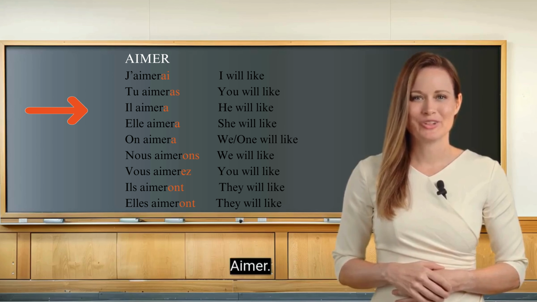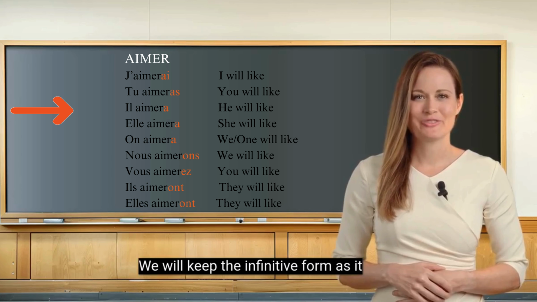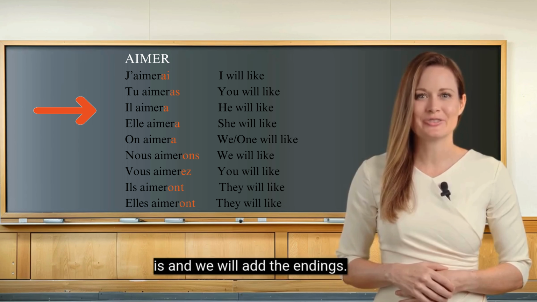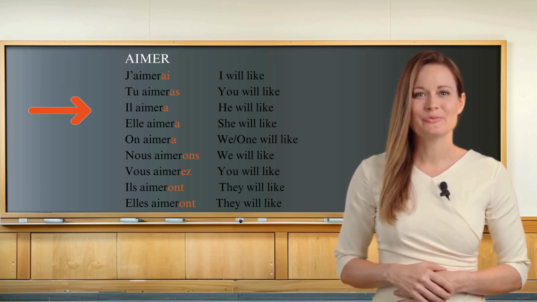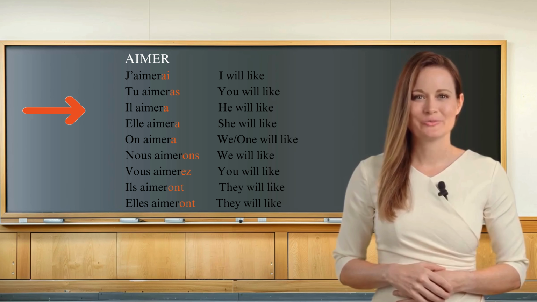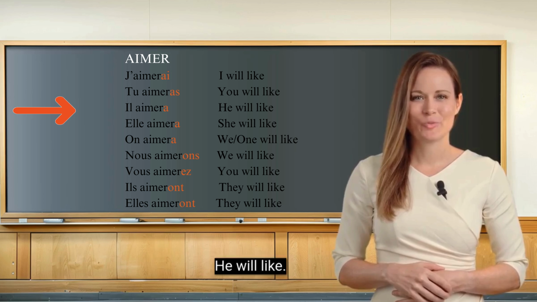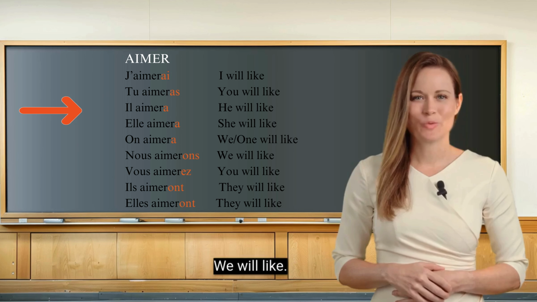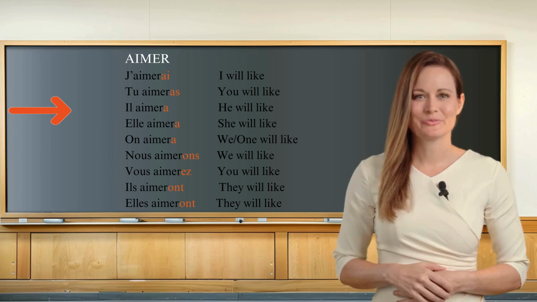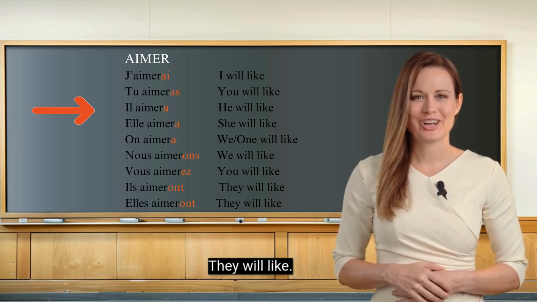For example, aimer. We will keep the infinitive form as it is and we will add the endings. It will be like this. J'aimerai, I will like. Tu aimeras, you will like. Il aimera, he will like. Elle aimera, she will like. On aimera, we or one will like. Nous aimerons, we will like. Vous aimerez, you will like. Ils aimeront, they will like. Elles aimeront, they will like.